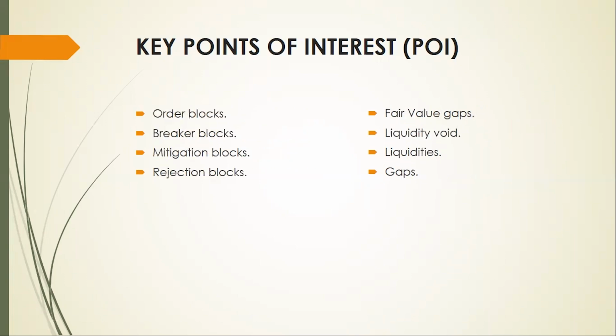Then we have the other points of interest. Basically, when you come to ICT, we have the order blocks, we have the breaker blocks, we have the mitigation blocks, we have the rejection blocks, the fair value gap, liquidity void. We have the liquidities themselves. So under the liquidities here, we are talking about the buy side liquidities and the sell side liquidities. And also we have the gaps. So these are ICT concepts that have been authored by ICT, the author of ICT, the owner of ICT.